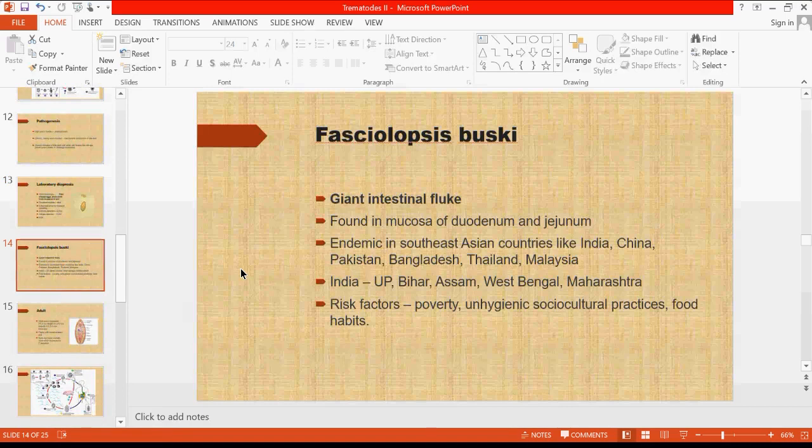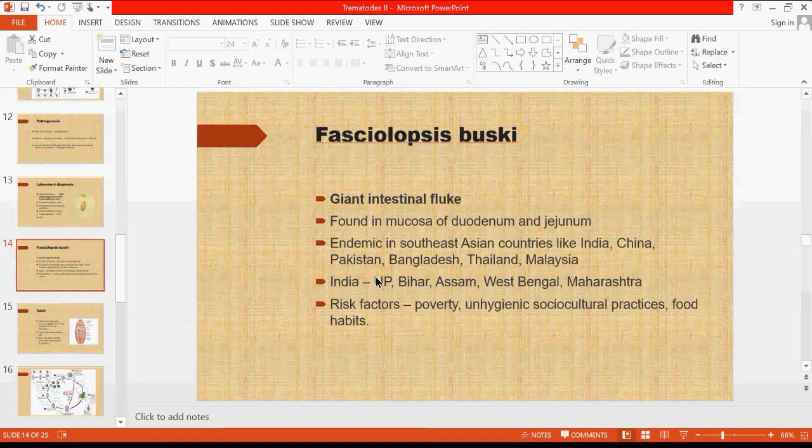The intestinal fluke we will see is Fasciolopsis buski. Fasciolopsis buski is the giant intestinal fluke, so the habitat of this parasite is the small intestine. They are also found in the duodenum and jejunum, as I already told you, and are endemic in Southeast Asian countries like China, India, Pakistan, Bangladesh, Thailand, Malaysia.